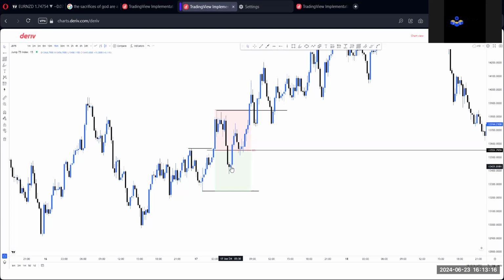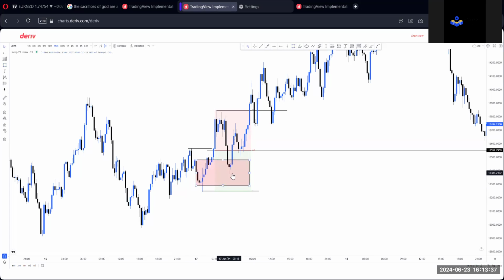And price dropped deeper and even went below this order block a bit. But as price went below that, if you go to a lower time frame, you could see that price was just reacting off of this order block somewhere here. 1, 2, 3. All these consecutive candles are order blocks.